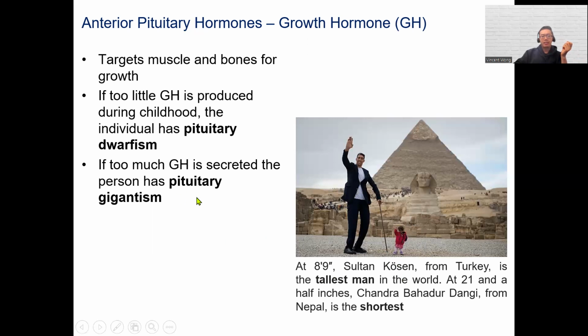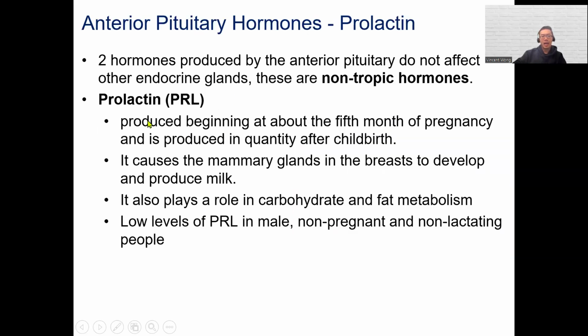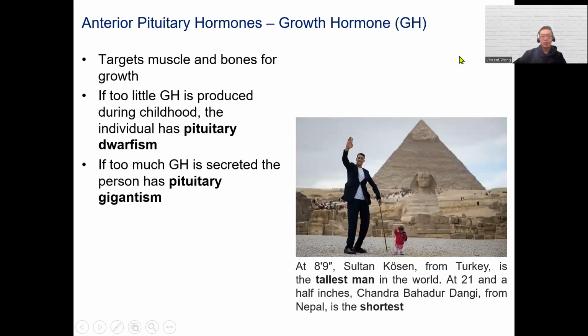Okay, and typically pituitary gigantism also is linked to shortened lifespan, because your heart is working much harder to compensate for the bigger stature, and that could put a certain strain and stress on the heart. Okay, so non-tropic hormones, we got the prolactin and the growth hormone.